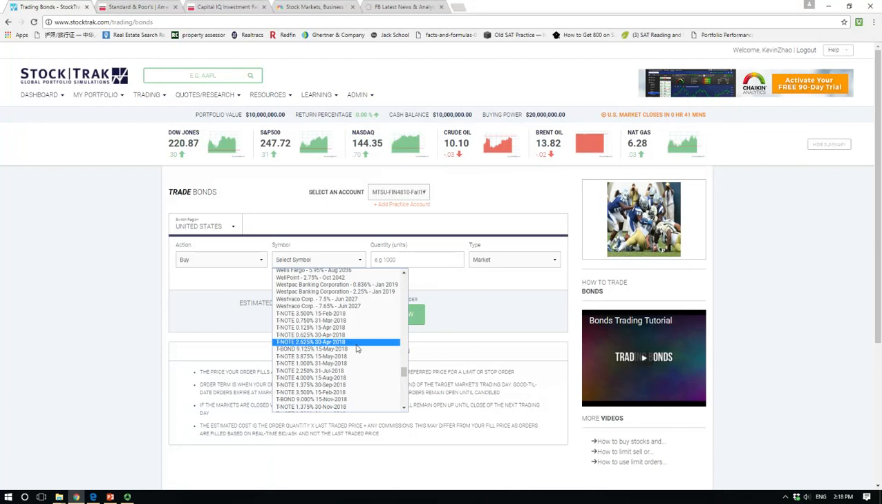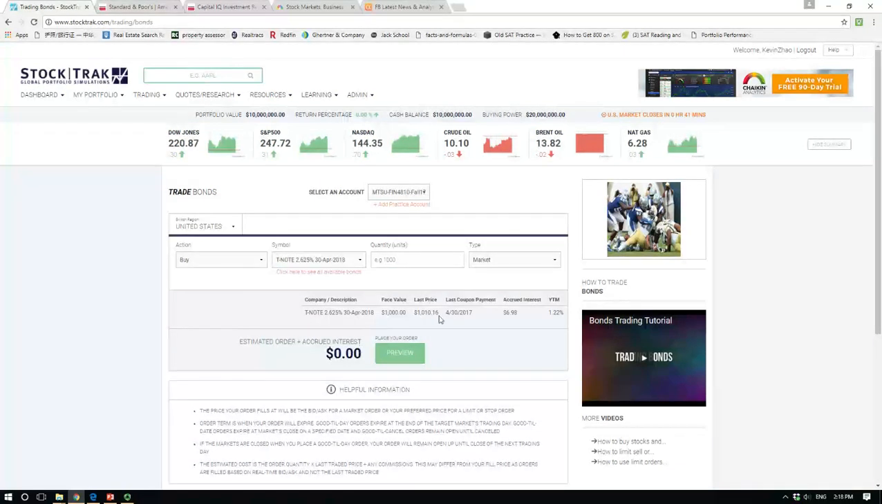And 2.625% is the coupon rate. Let me click on this. So that's the treasury security I'm going to purchase. How many? Well, 1 unit of a bond is about $1,000, and I wanted to throw, let's say, 2 million US dollars, which is 20% of my portfolio, right?